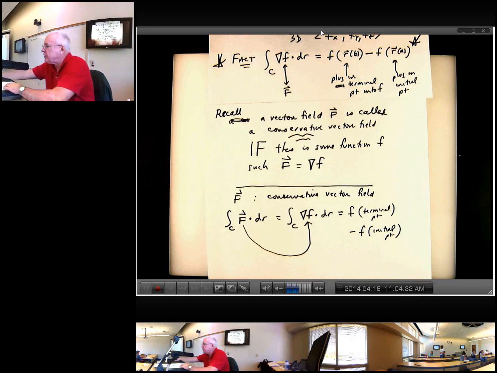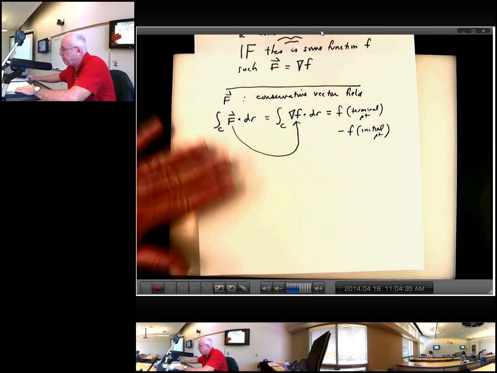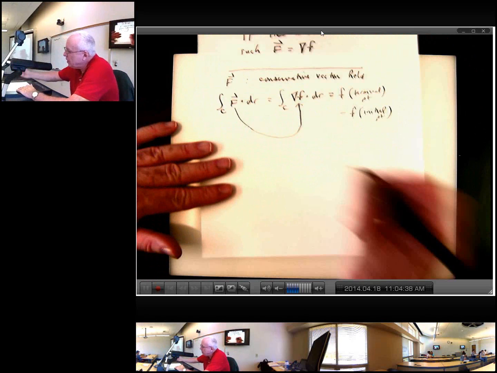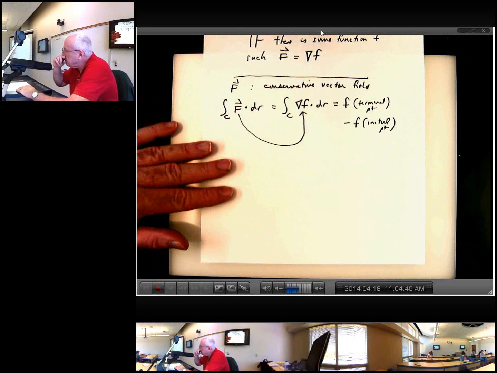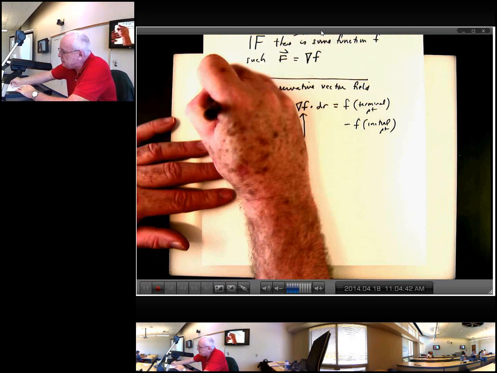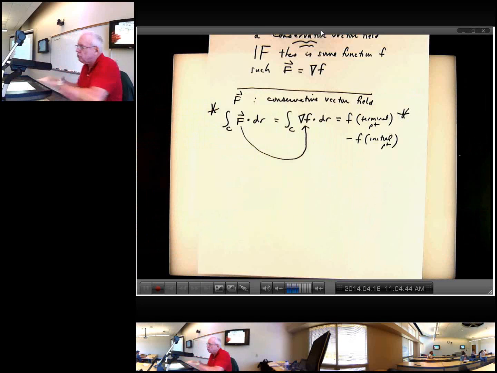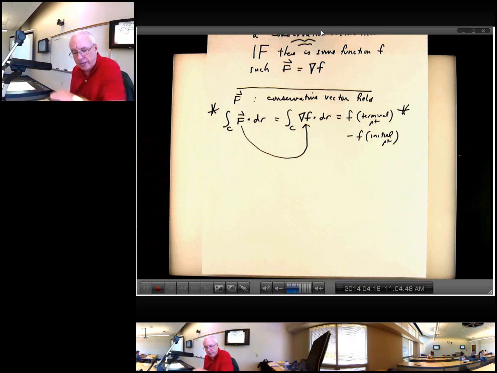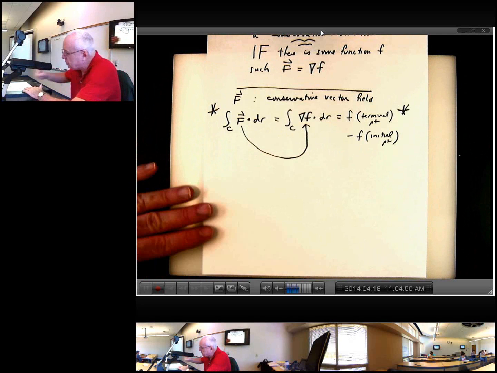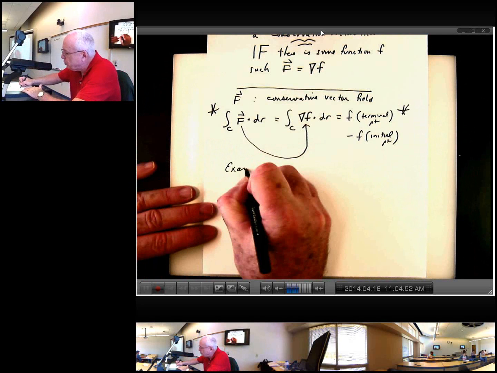Let's look at an example of this. This is certainly a nice fact to just keep in mind, because we will be using that. Let's just look at an example before we go on.